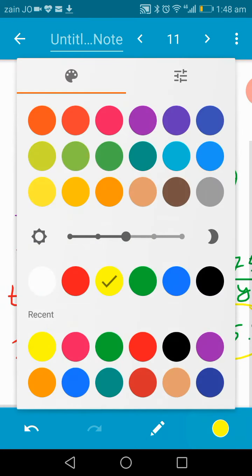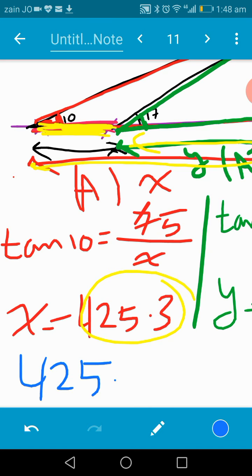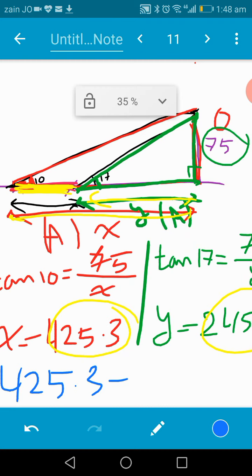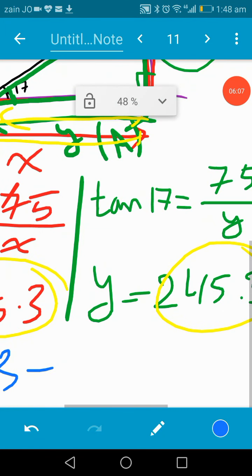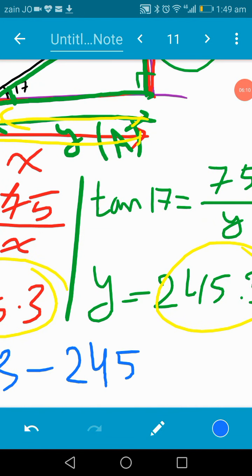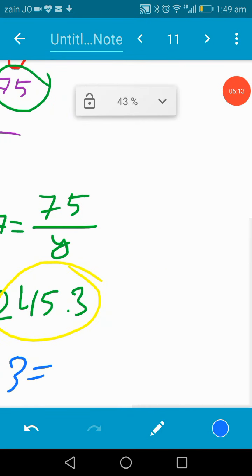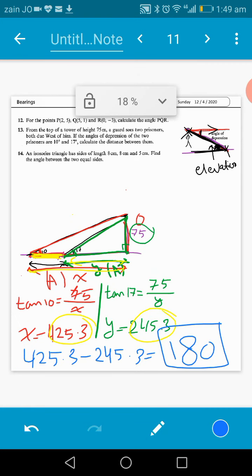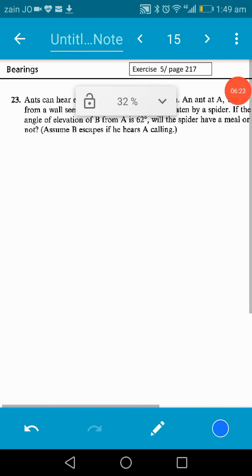So now just you need to subtract this minus this to get the final answer. So now just write 425.3 minus, sorry teacher, 245.3 gives 180. So this is the final answer. Okay, now the last question.